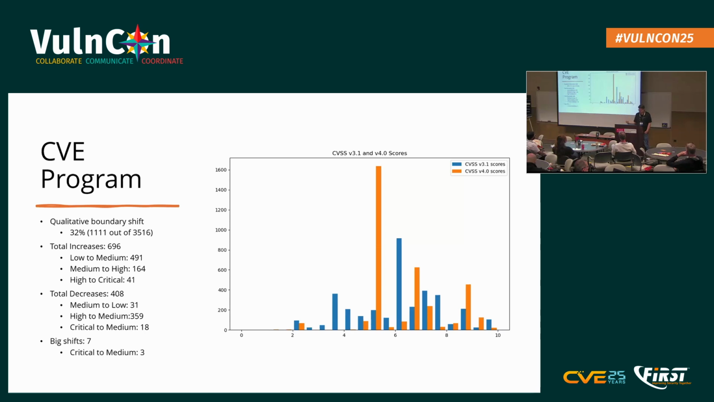So there's a lot of shifting here. And the other side is true. 359 CVEs go from high to medium. Why are they suddenly less important? They probably aren't, but they're evaluated differently. This is a big shift, especially if your vulnerability management program is making decisions based on version 3 data. It's going to be very different in version 4.